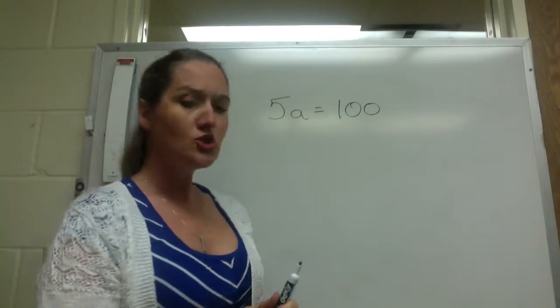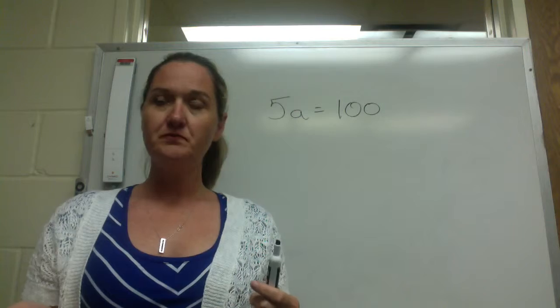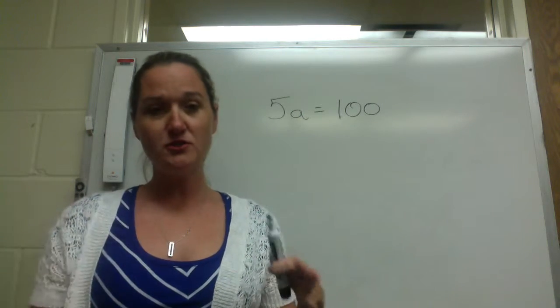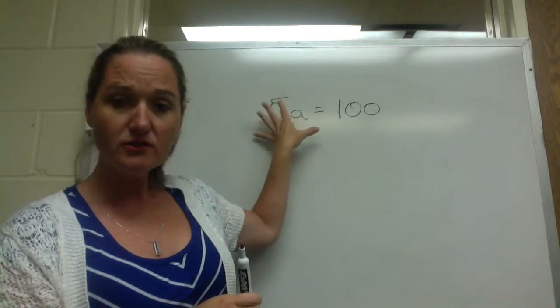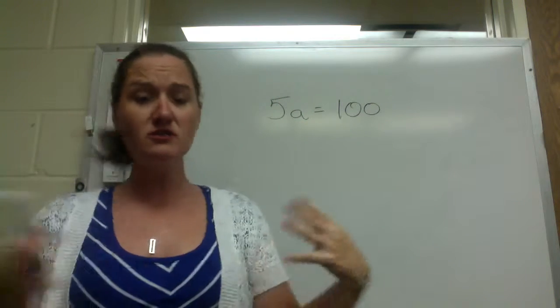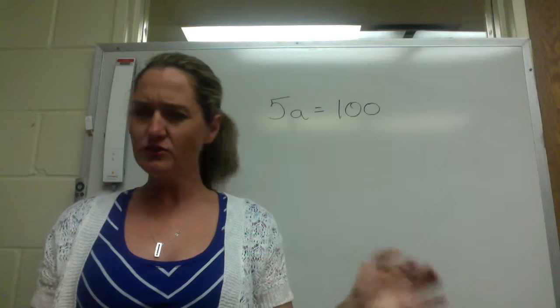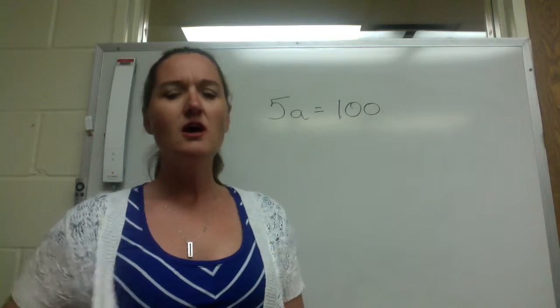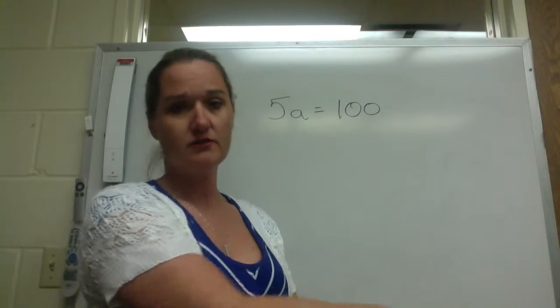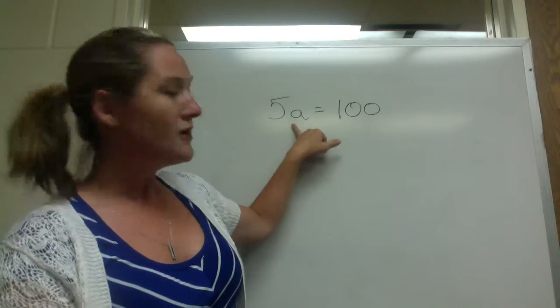All right. So remember when we did using addition and subtraction, our goal was to get rid of everything on this side of the equation except for the variable. We're trying to solve for the variable. That's the mystery number that we're trying to figure out. So we had to move all the other stuff from one side of the equation to the other. It's the same thing here.